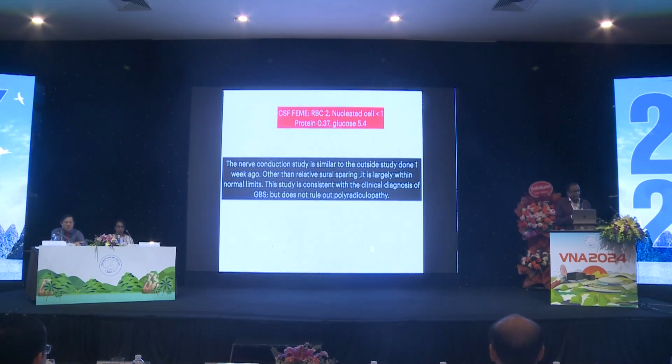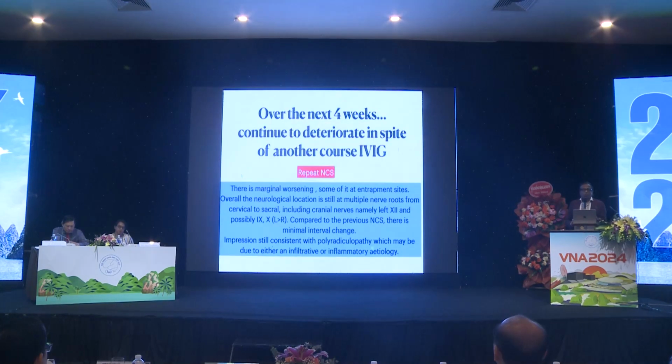the median and ulnar nerve in the upper limbs, and a mild reduction in compound muscle action potentials in all the nerves that we studied. So we still thought this is consistent with an axonal form of Guillain-Barré syndrome, and we continued to treat him as per Guillain-Barré syndrome. But over the next 4 weeks, he continued to progress.